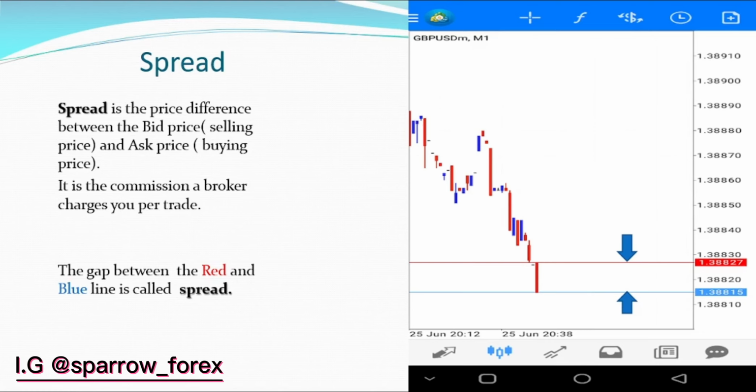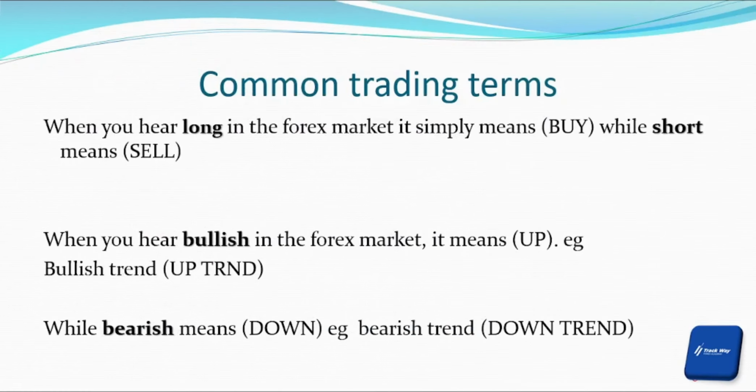Now, the next one here is long, short, bullish, and bearish. In the forex market or the financial market, long simply means buy, while short means sell. So whenever a trader says I'm going long on this particular asset or currency pair, that trader is simply saying that they are buying it. And when you hear a trader say I want to short a currency pair or an asset, they are saying that they want to sell that particular currency pair or asset.